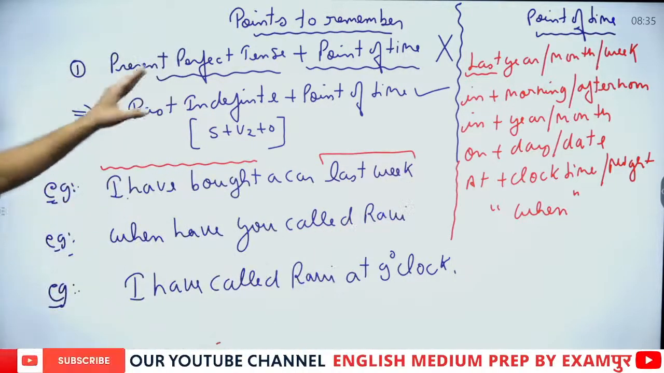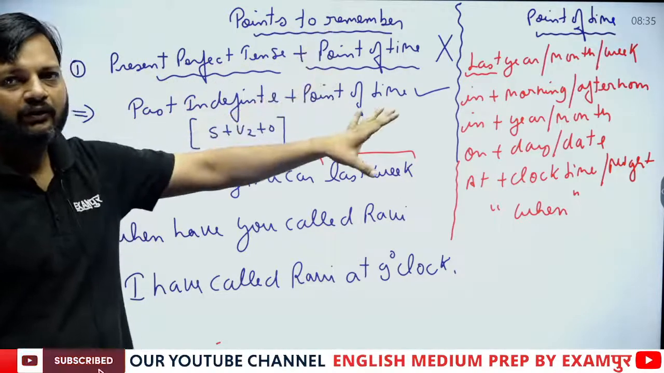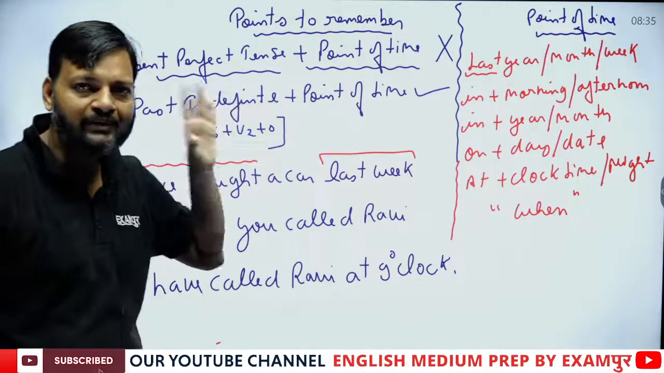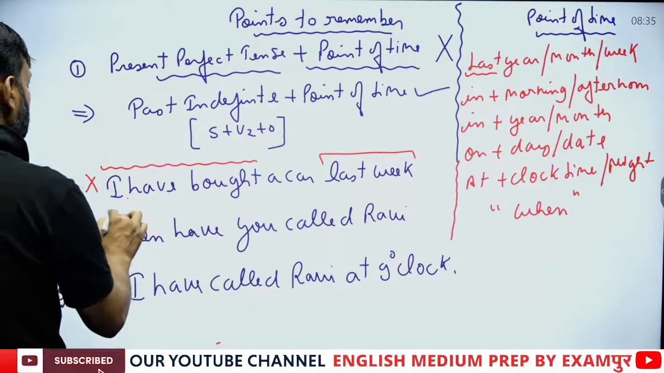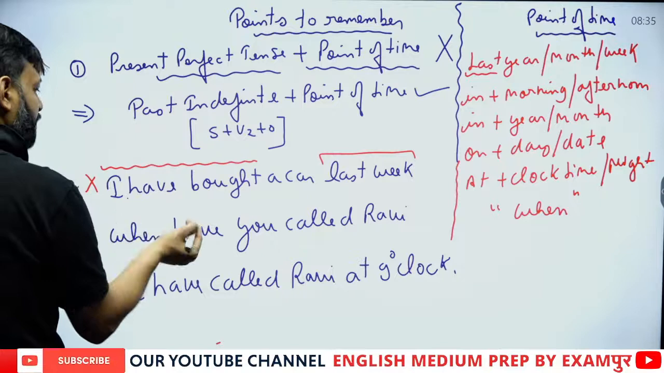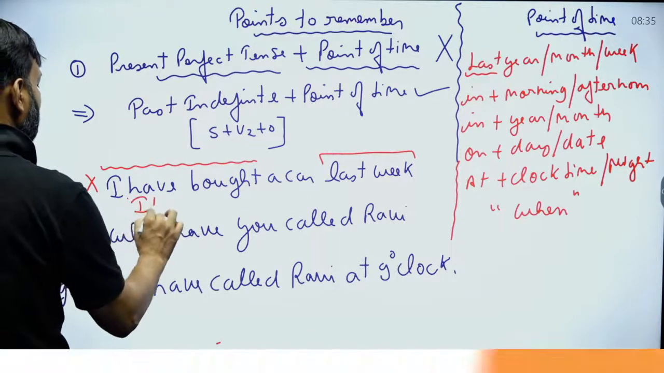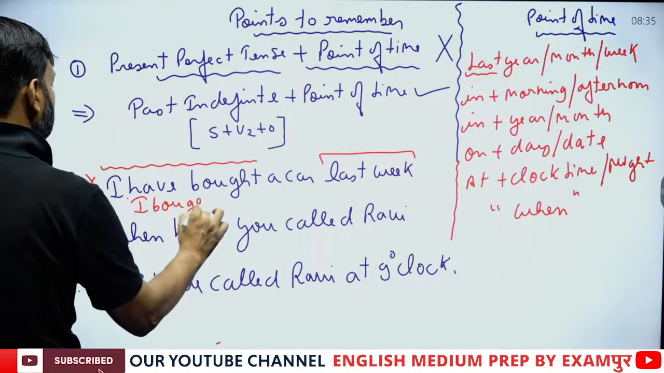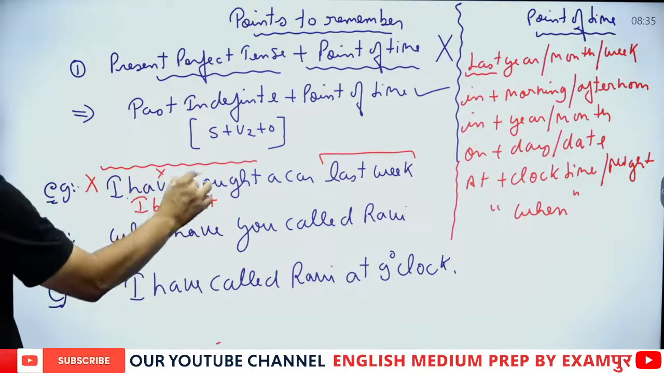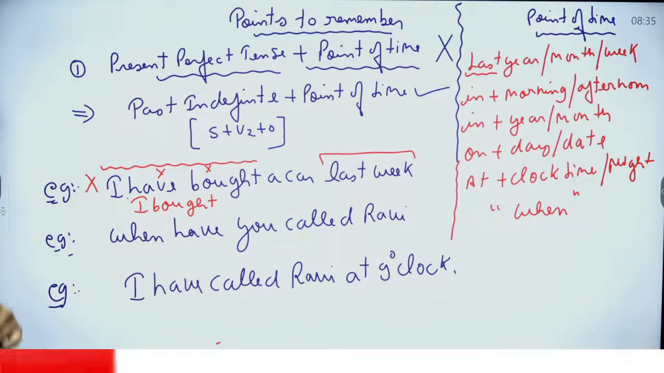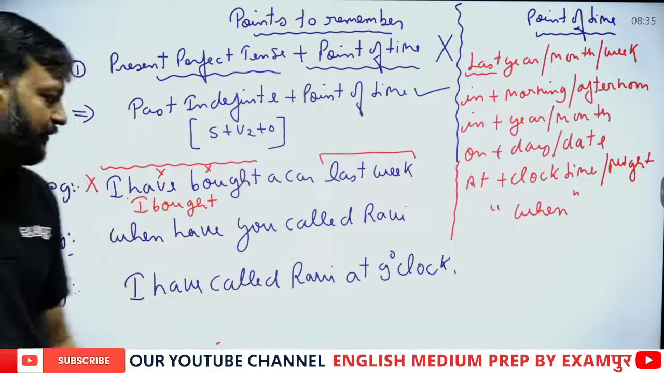So present perfect with point of time is wrong and it should be changed into past indefinite. So this sentence is wrong. In place of I have bought, it should be I bought. Present perfect has to be changed into past indefinite.